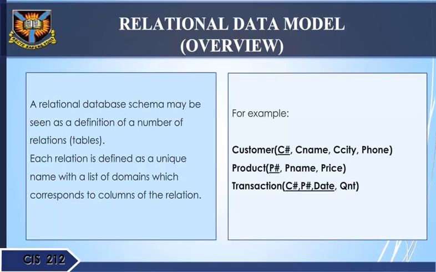For example, customer: C name, C city, phone. Product: P name, price. Transaction: C, P, date, quantity.